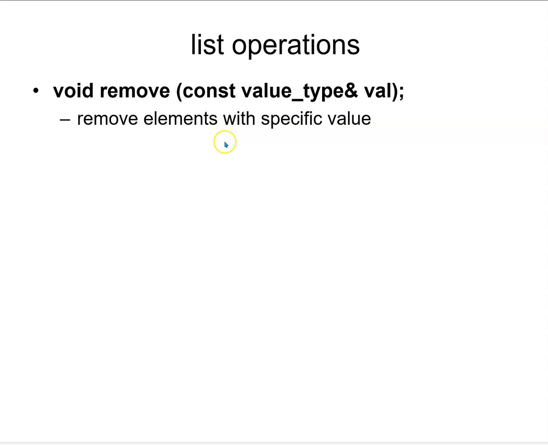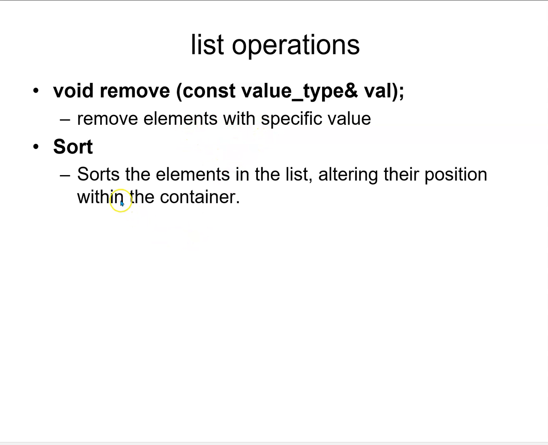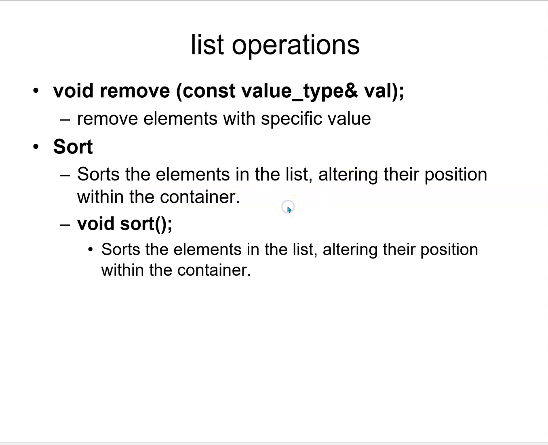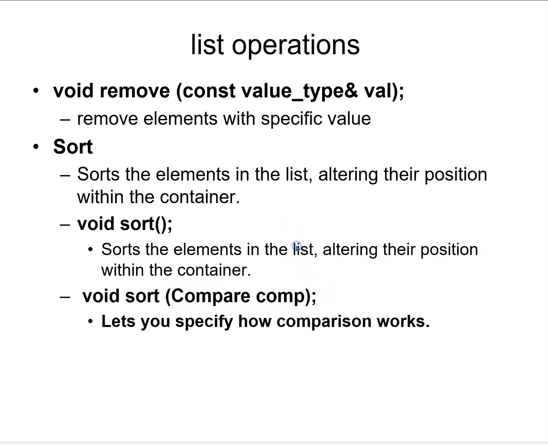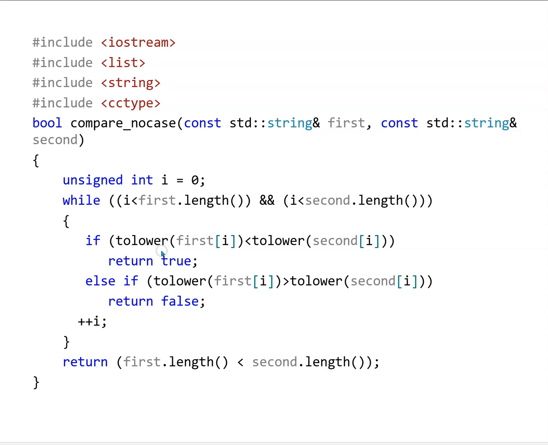Now we have our remove. This removes elements with a specific value. Sort sorts the elements in a list, altering their positions within the container. You can also send in a comparison method, and it lets you specify how comparison works.